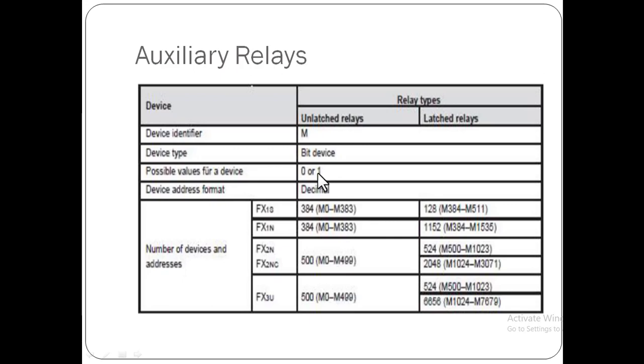These are bit devices. They can handle only 0 or 1 bit. Possible values for a device are 0 or 1. The device address is decimal. Its address is written in decimal numbers: 1, 2, 3, 4, 5 and so on.